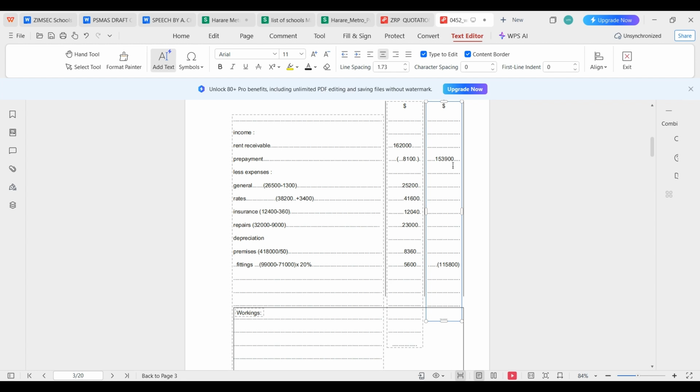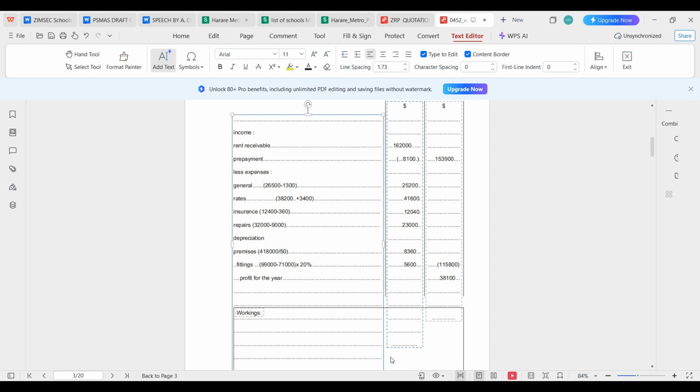So if you subtract that from 153,900, we get our profit for the year of 38,100. 38,100 becomes our profit for the year. So that is how you do this one.